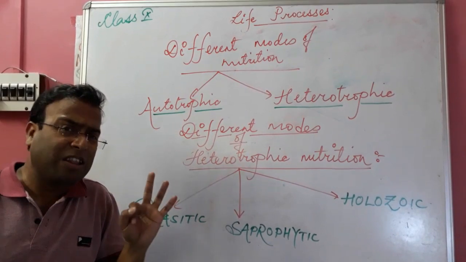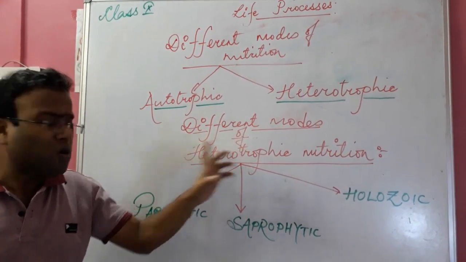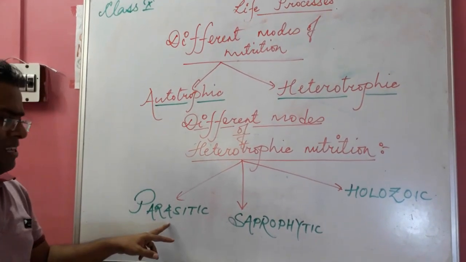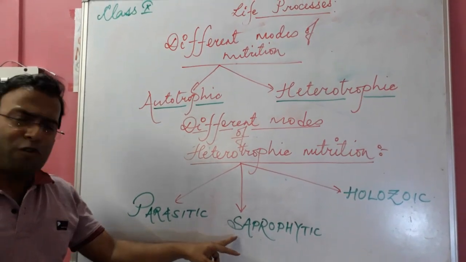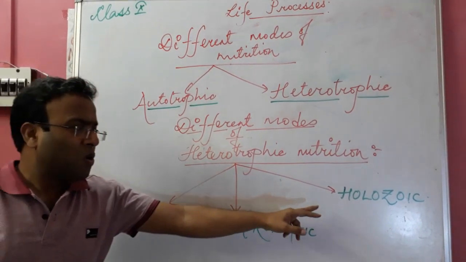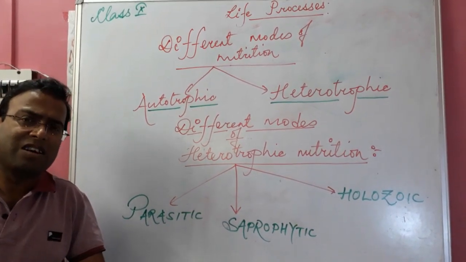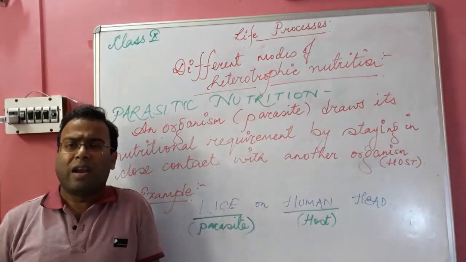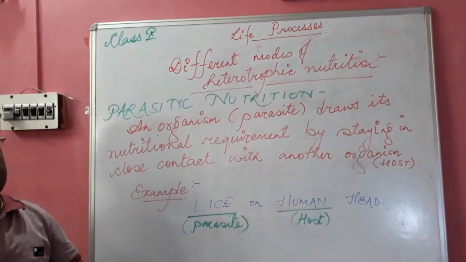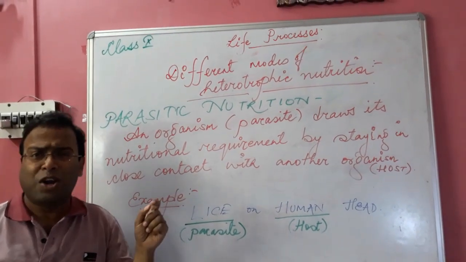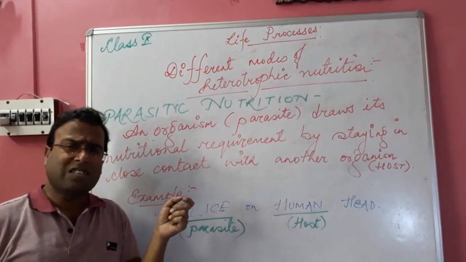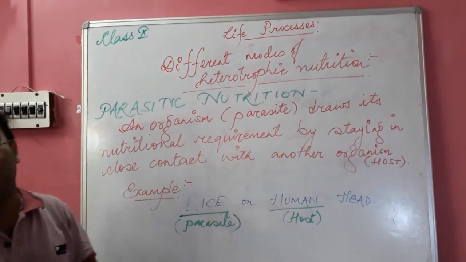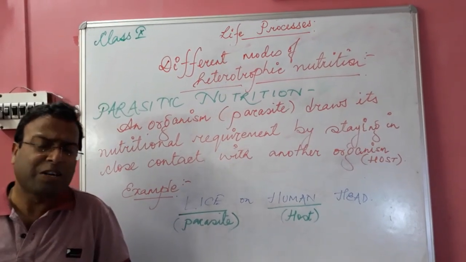So there are again three modes of heterotrophic nutrition. The three modes of heterotrophic nutrition are parasitic nutrition, saprophytic nutrition, and holozoic nutrition. These are the three modes of heterotrophic nutrition. Okay. Now, I will first of all discuss with you the first type of heterotrophic nutrition, the parasitic nutrition. So what exactly is parasitic nutrition?